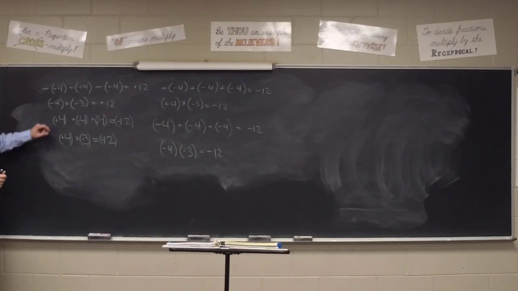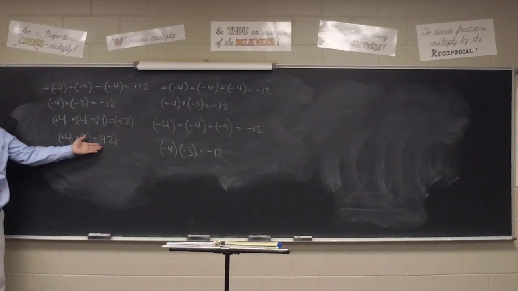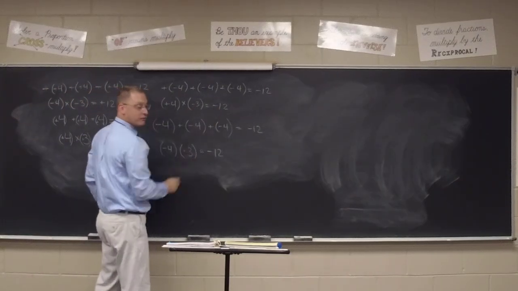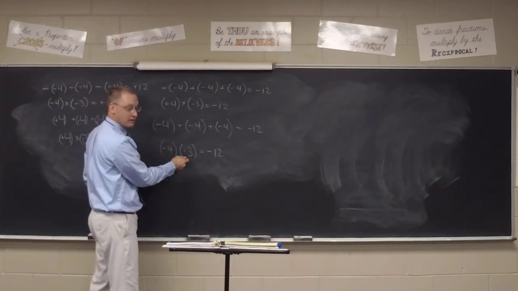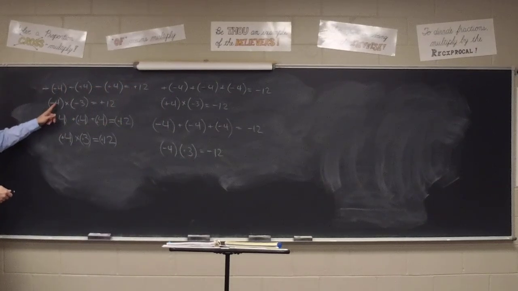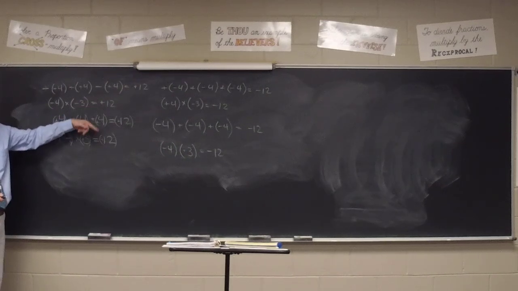Here's what we need to notice. Negative times negative gives positive. Positive times positive gives positive. Positive times negative gives negative. Negative times positive gives negative. Here are the rules: if the signs match, if the signs are the same, you're going to get a positive.